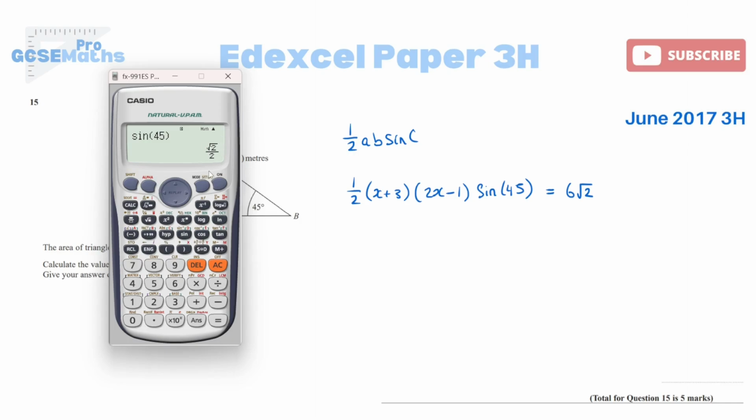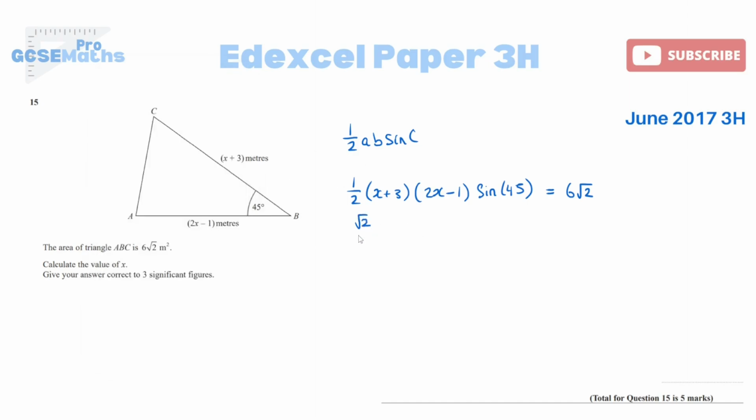So first, what is sine 45? It is root 2 over 2. I've also got this half here that I could multiply it by as well. So root 2 over 4 can be my coefficient. And then if I expand the brackets, I would get 2x squared minus x plus 6x minus 3. And that's equal to 6 root 2.